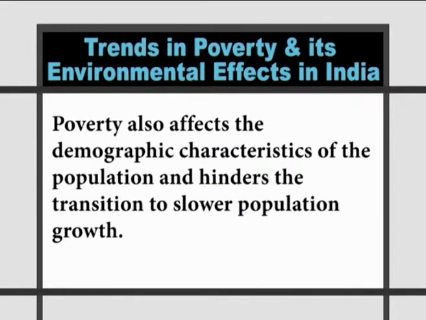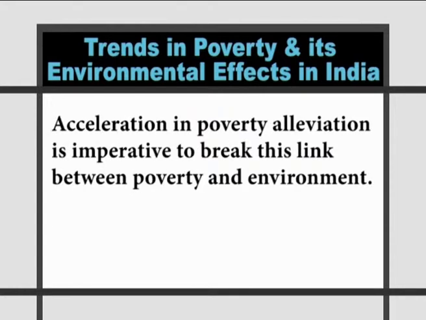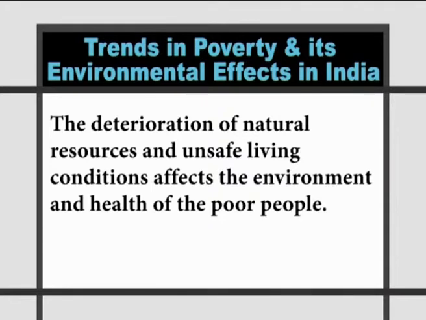Poverty and rapid population growth are found to coexist and thus seem to reinforce each other. Poverty also affects the demographic characteristics of the population and hinders the transition to slower population growth. Acceleration in poverty alleviation is imperative to break this link between poverty and environment. The deterioration of natural resources and unsafe living conditions affect the environment and health of the poor people.